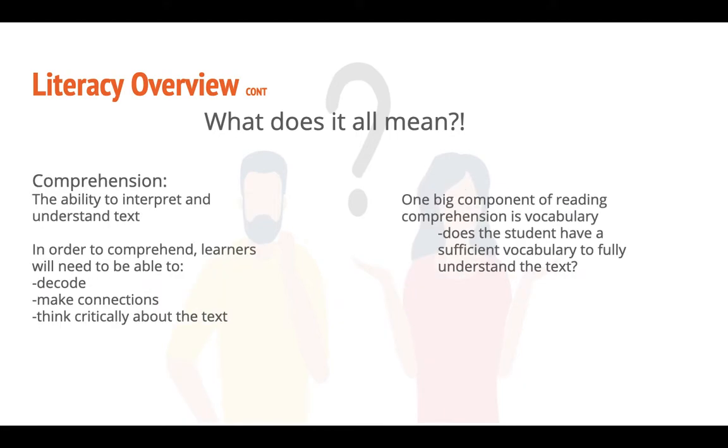The final step is comprehension. Comprehension is the ability to interpret and understand text. In order to comprehend, learners will need to be able to decode, make connections, and think critically about the text. One big component of reading comprehension is vocabulary. Does the student have a sufficient vocabulary to fully understand the text?